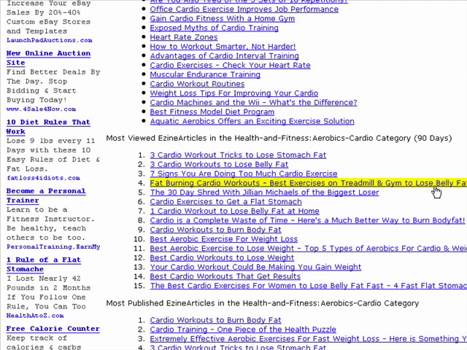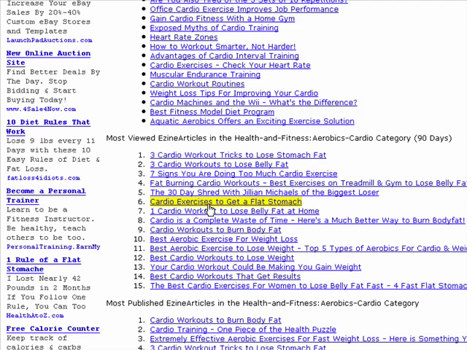The first three of these articles give you a list. So there's "3 Cardio Workout Tricks." Another one that says cardio workouts. I wonder if that's the same author. "7 Signs You Are Doing Too Much Cardio Exercise." So 3, 3, 7. Those are numbers that have been proven to catch people's attention.